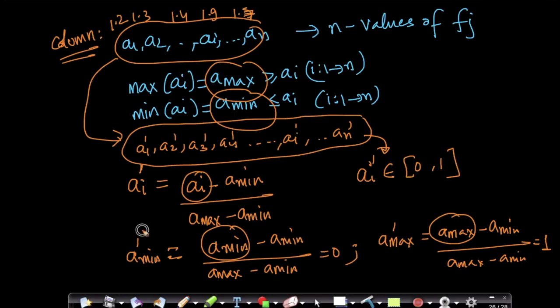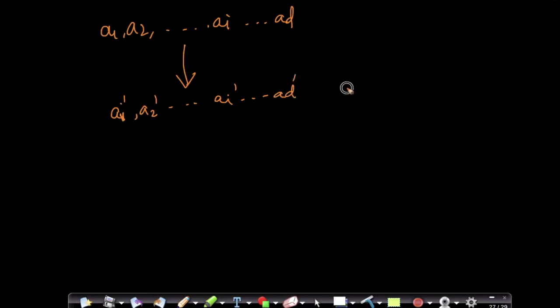So for the minimum value corresponding to your Ai, you're going to get 0. For the maximum value, you're going to get 1. For all other values of Ai, you're going to get a number between 0 and 1, right? So now what you're doing here is, given any feature vector containing values of A1, A2, Ai, Ad, you're transforming it into A1', A2', and so on, Ai', and so forth, Ad', such that each Ai' belongs to [0, 1]. Here the Ai's could belong to any R, any real value, doesn't matter.